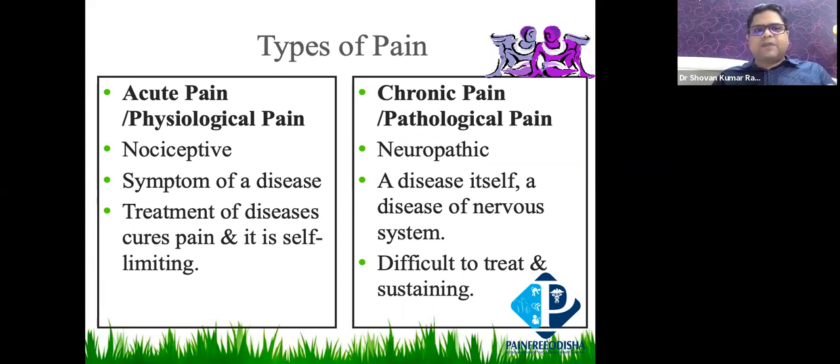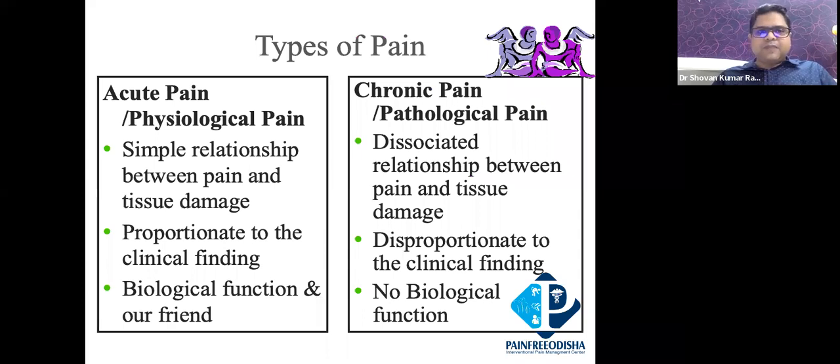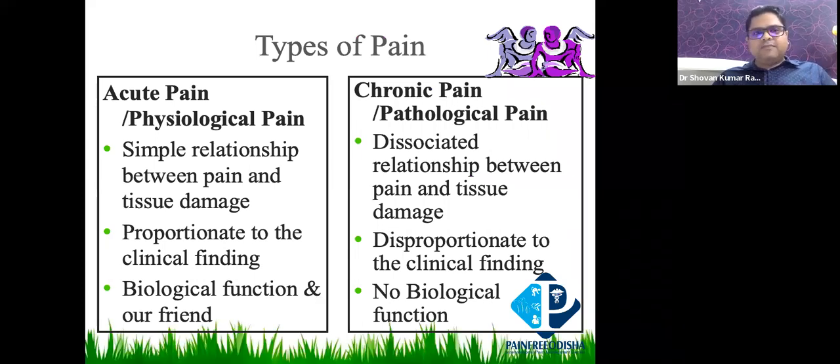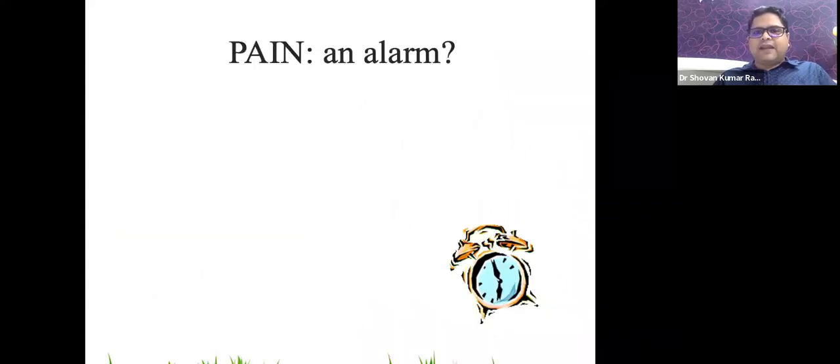Acute pain is a nociceptive one. Symptoms of disease and treatment of disease cures this pain. Whereas chronic pain is a neuropathic pain where the nerves are involved, and it's a disease itself, and it's difficult to treat. In acute pain, it's a simple relationship between pain and tissue damage, whereas in chronic pain, this is a dissociated relationship between pain and the tissue damage, that is disproportionate to the kind.